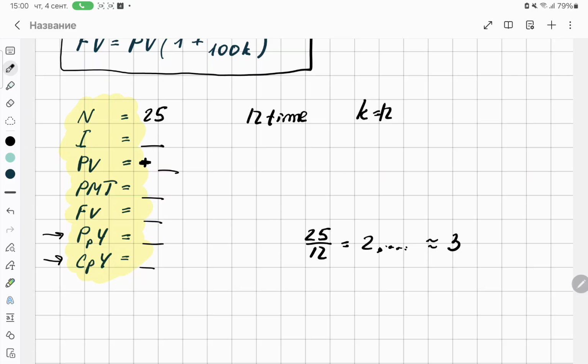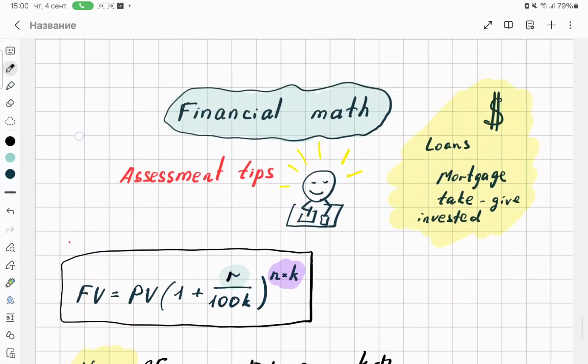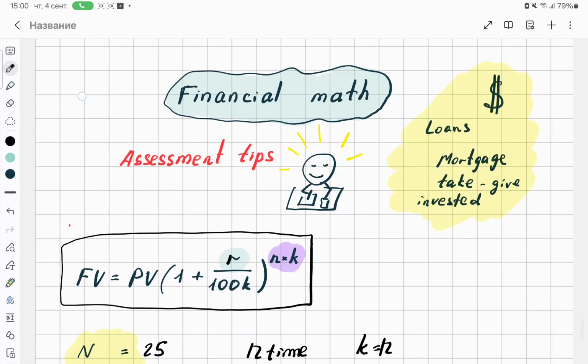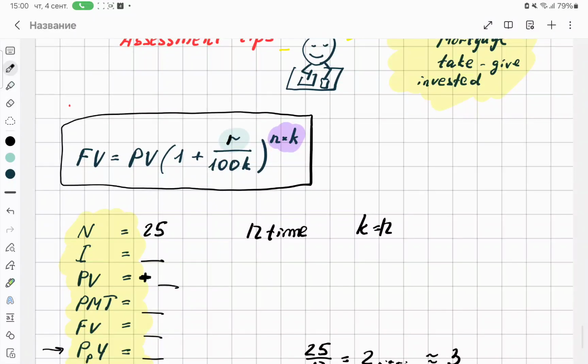Okay, so these are the main tips to deal with financial math. Again, first, keywords. Have a look at the keywords, try to understand the process and the direction of the transaction, whether you are giving money or receiving money. Next, understand that the formula is in the booklet if it is beneficial to solve by formula.